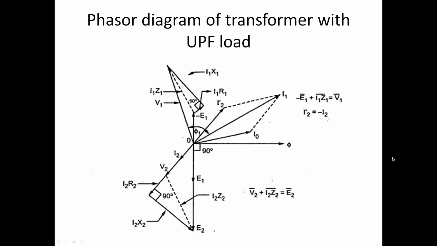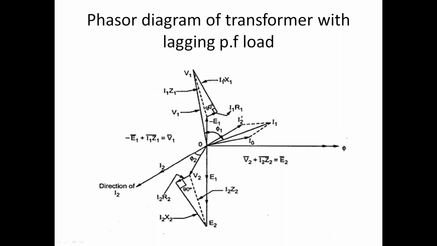Now, due to leakage resistance and leakage reactance, there is a drop in the winding. So this is at unity power factor, but at lagging power factor, this is the vector diagram.